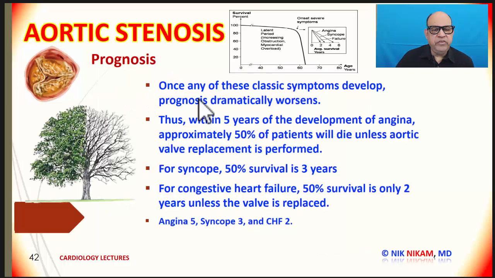Prognosis. Once these patients develop symptoms, namely chest pain, exertional dyspnea, or syncope, the prognosis dramatically worsens, as I showed you in that prognosis graph. Thus, within 5 years of development of angina, approximately 50% of the patients will die unless they receive an aortic valve replacement. Prognosis is much worse in patients who develop syncope, where 50% survival rate is only 3 years. In patients who develop congestive heart failure, 50% of them die within the first 2 years unless the valve is replaced.